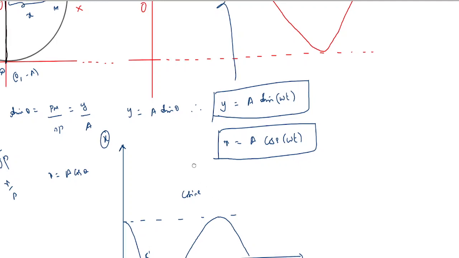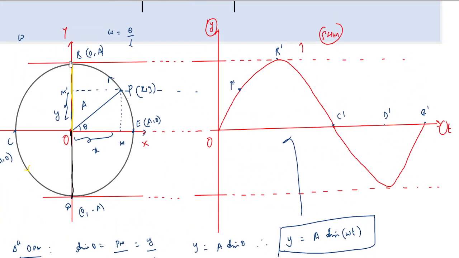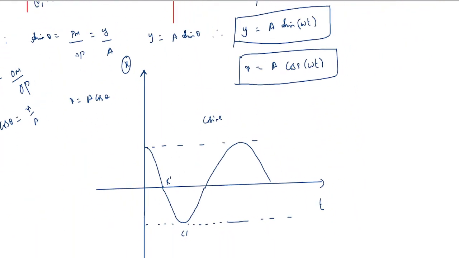Interchangeable, that is, if the motion had been started from the point B, it would have been the other way around. So don't always learn by heart that x is of the form cosine or y is sine. Just remember that some function of time is always some constant into sine omega t, or a constant into cos omega t. This is what you should learn.